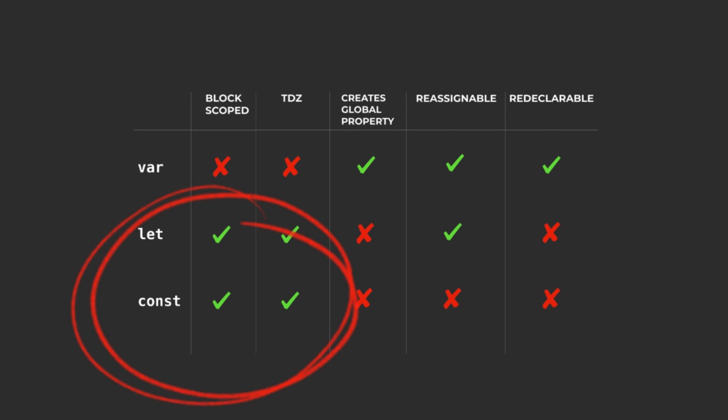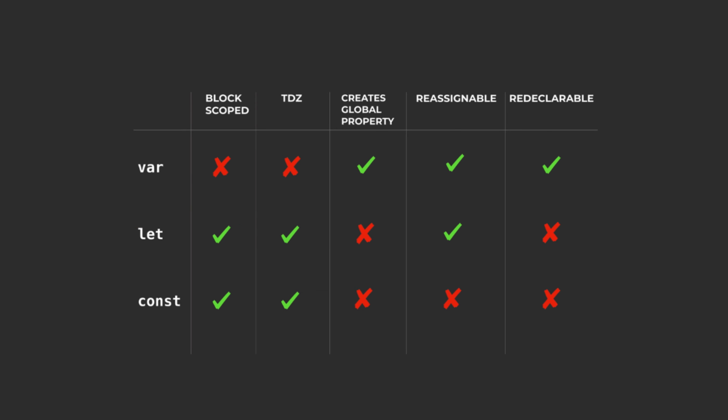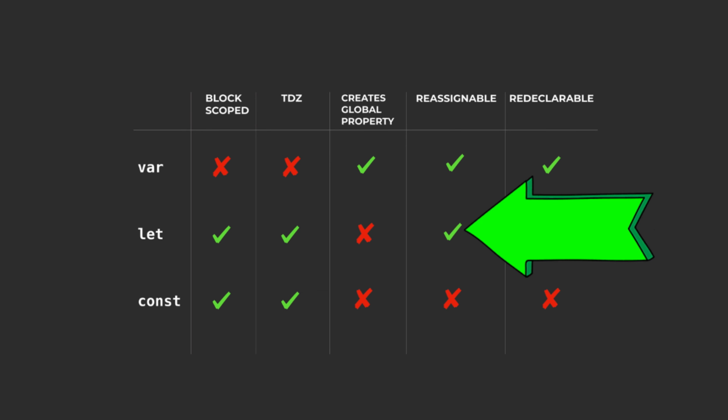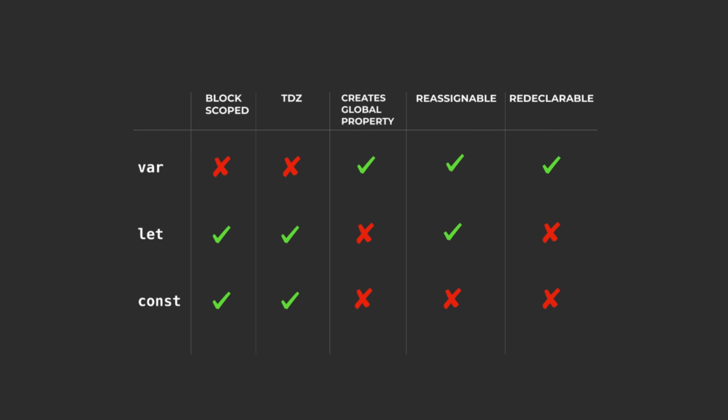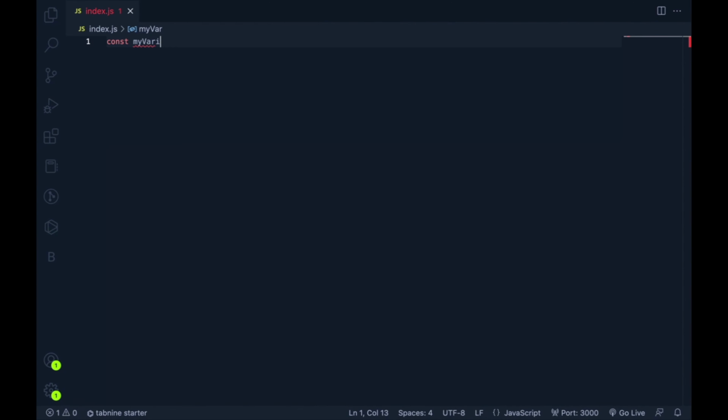Now let's talk about the difference between let and const. Let allows us to reassign a new value to the variable, while const does not. Const is used for declaring variables that cannot be reassigned. For example, the example mentioned is showing how to declare a constant variable in JavaScript.